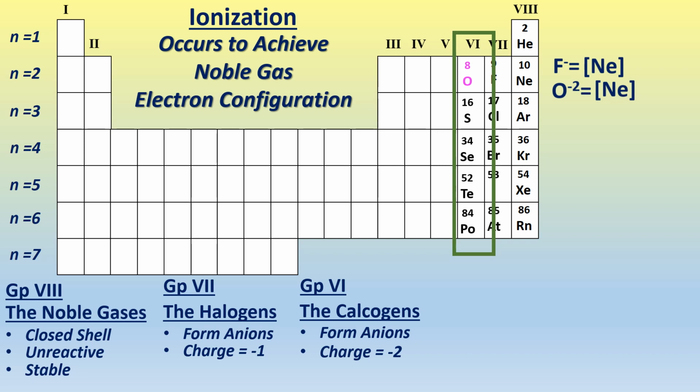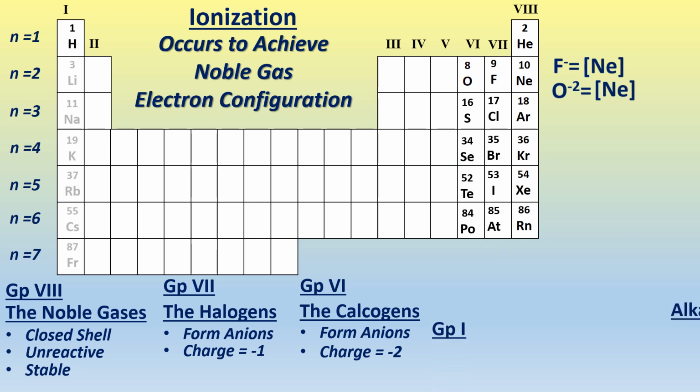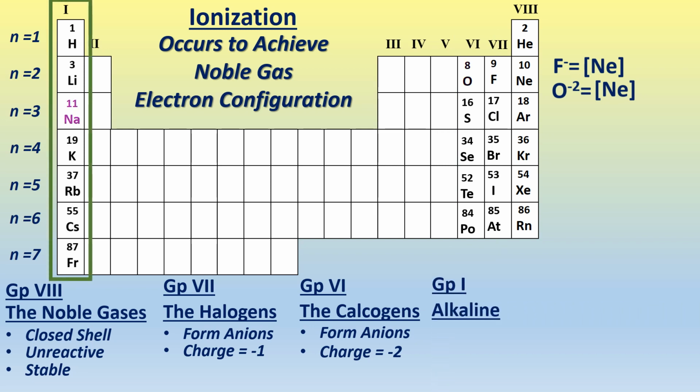So if I move to the other side of the periodic table, the alkalines in group 1, you'll note sodium is neon 3s1. It is simpler in this case to move backwards by taking away an electron. Instead of moving all the way forwards to argon, a sodium with a +1 again has the electron configuration of neon, which is why everything in group 1, the alkalines, will form a cation with a charge of +1.